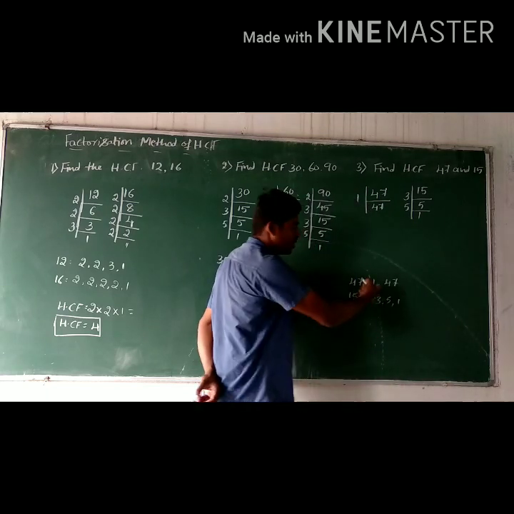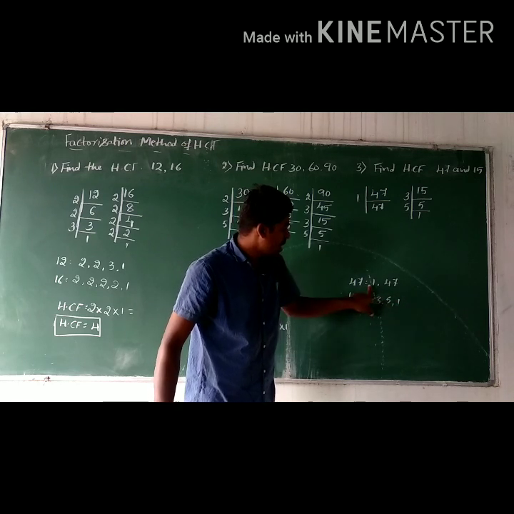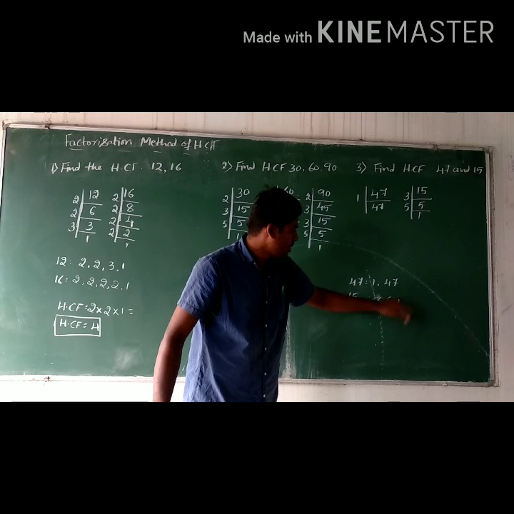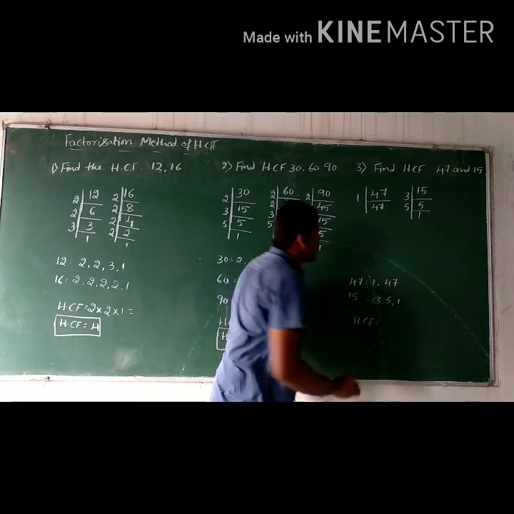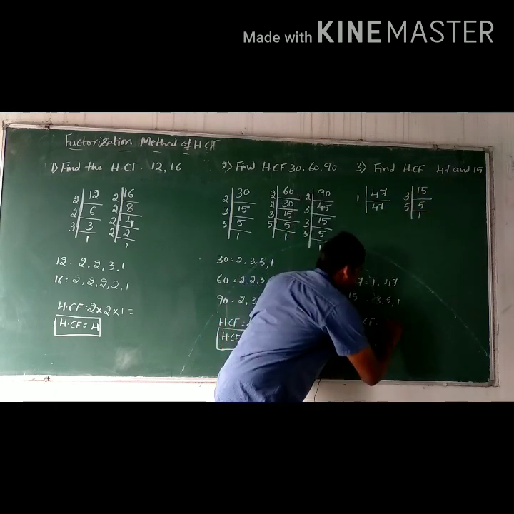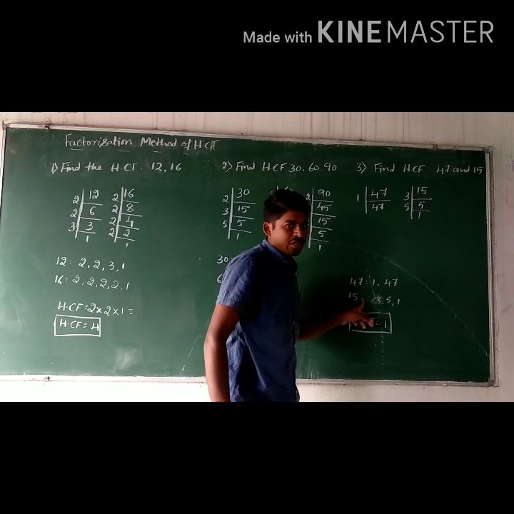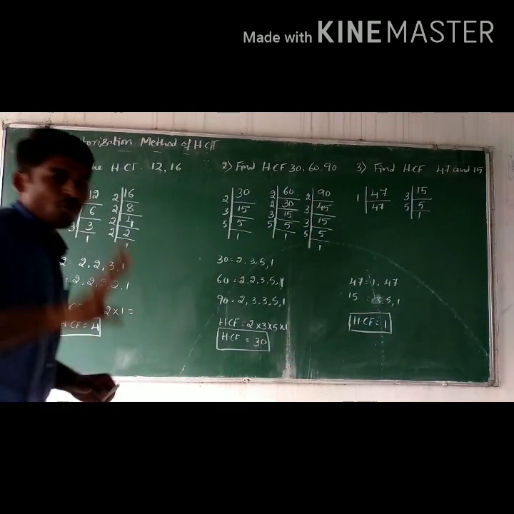Check it out here. What is the common factor in both of them? 1 is the common factor. Here 47 is not there, 3 is not there, 5 is not there. So now the HCF of 47 and 15 is 1. Only 1 is repeated in both lists of factors, so the HCF is 1. Okay, next we have to see the fourth problem.